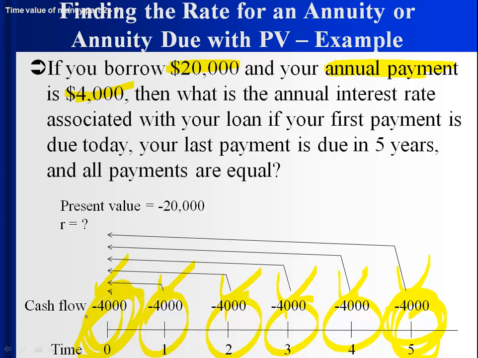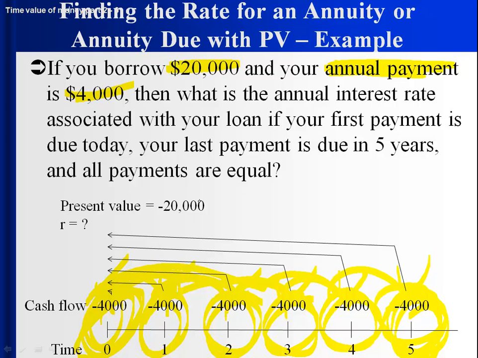So it's negative 4,000 plus negative 4,000 over 1 plus r plus negative 4,000 over 1 plus r squared plus negative 4,000 over 1 plus r to the third plus negative 4,000 over 1 plus r to the fourth plus negative 4,000 over 1 plus r to the fifth is equal to negative 20,000. And notice the last payment's due in 5 years, but n is actually equal to 6 because when we count the payments, the number of payments is 6.